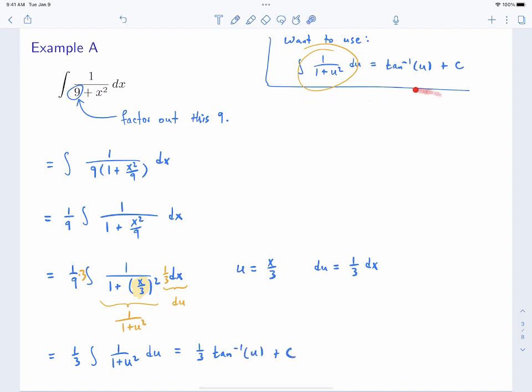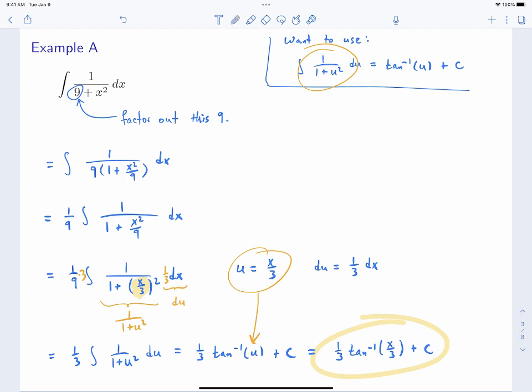So this is just this rule that we're using right here. Okay, so this is our answer, but of course it's in terms of u. We need to get it back in terms of x, but u is equal to x over 3. So we're just going to plug u equals x over 3 right back in there. And that's going to give us 1/3 inverse tangent of x over 3 plus a constant. And that's our answer right there.